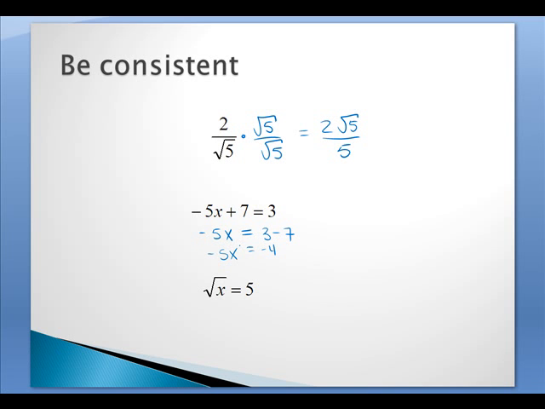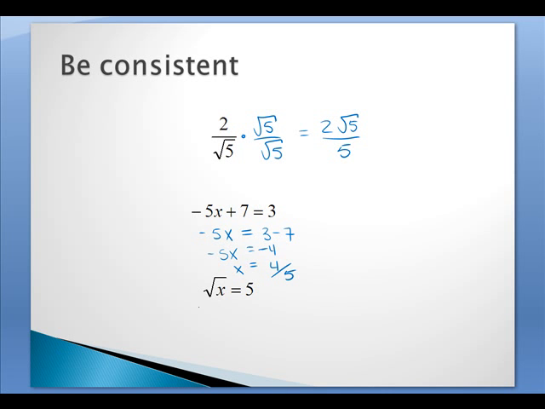And also if we were to solve for x here, well, to get x by itself on the left-hand side, we would have to divide by a negative 5. Well, if you divide by negative 5 on the left-hand side, then you must divide by negative 5 on the right-hand side. So then we would have 4 over 5 as our answer here.